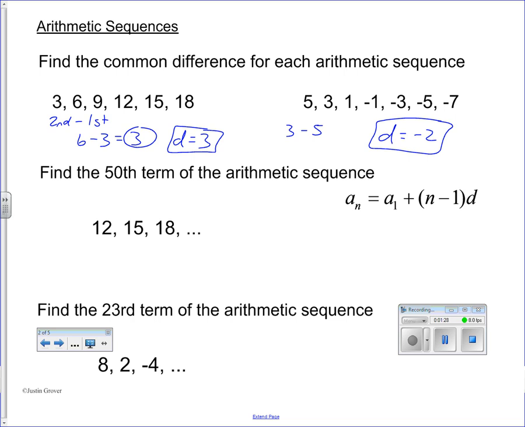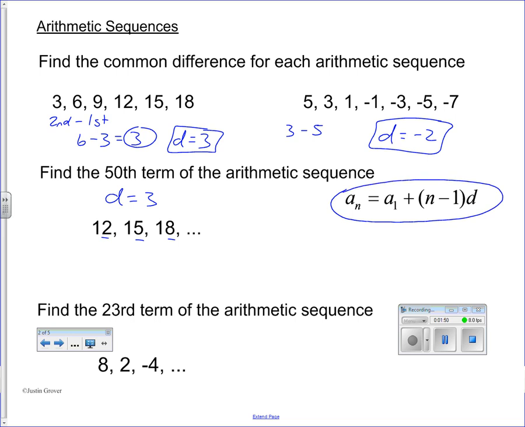Find the 50th term of an arithmetic sequence. So you can do this the long way. We start with 12, 15, 18. You see that the common difference here, which you do need, if you do second minus first, 15 minus 12, is 3. So I could just keep adding 3 until I get to my 50th term, but that's going to take quite a while. So we have a formula that we use.